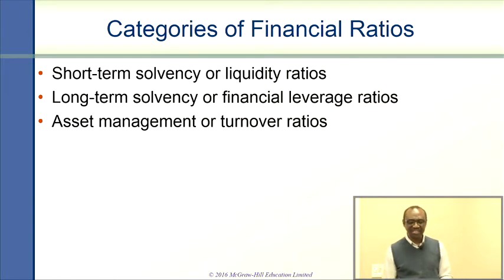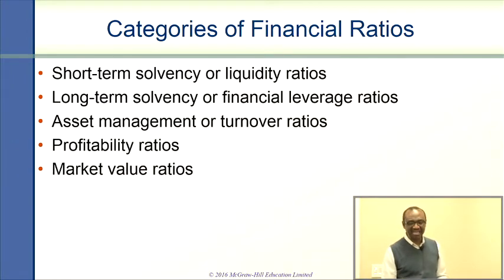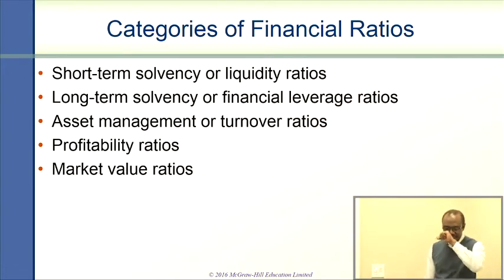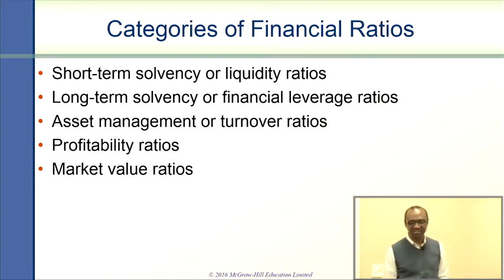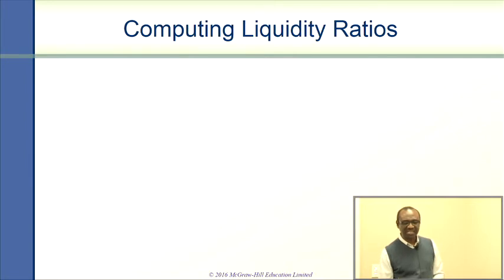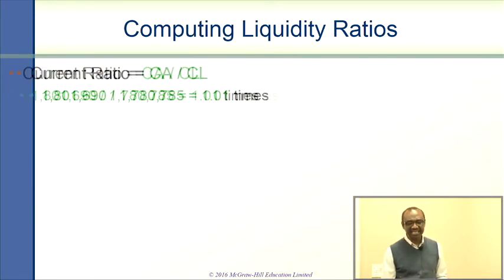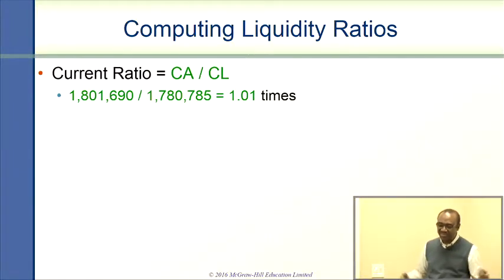The fourth is looking at the profitability ratios, and the fifth is looking at the market value ratios. We will take each of them in turn. The first is looking at the liquidity ratio. Again, with liquidity ratio, what information does it typically tell us?